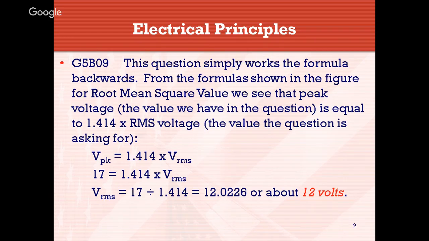So if you have 17 volts, that is equal to 1.414 times voltage RMS. To find this, the voltage RMS is equal to 17 divided by 1.414, which is equal to 12 point something, or about 12 volts. So that is the RMS voltage of a 17 volt peak voltage value.